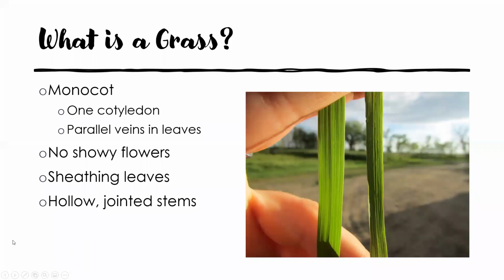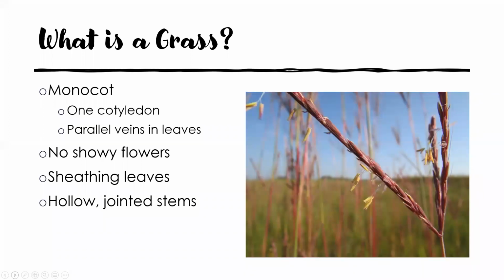Monocots also have parallel veins in their leaves. So when we look at blades of grass, we can see veins that run parallel versus more of a netted pattern or a pinnate feather type pattern like you would find in other leaves of other types of plants. Grasses do not have showy flowers, and this is the point that makes them so hard to identify. So this is a picture of big blue stem in full glorious bloom. I think it's striking and beautiful, but if you didn't know what it was, you might not even notice that it's flowering, okay?